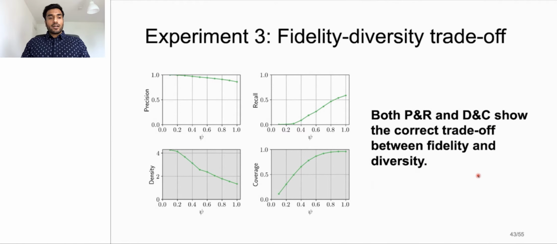We see in these graphs that the fidelity metrics are able to capture that the fidelity is decreasing as the value of psi is increasing. We also see that the diversity metrics, recall and coverage, are increasing as our truncation value is increasing.